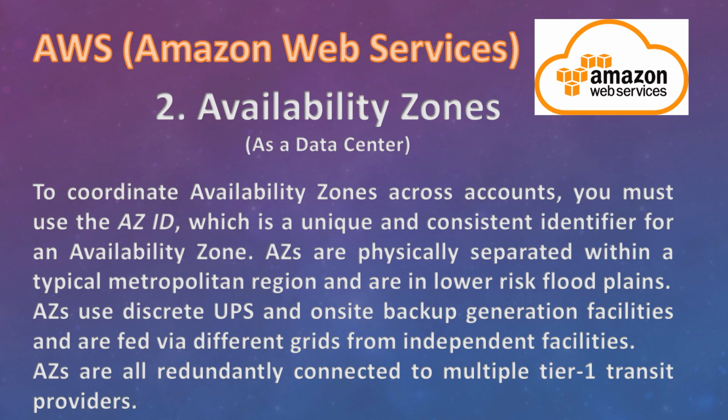Availability zones are physically separated within a typical metropolitan region and are in lower risk floodplains. Availability zones use discrete UPS and on-site backup generation facilities and are fed via different grids from independent facilities. Availability zones are all redundantly connected to multiple Tier 1 transit providers.